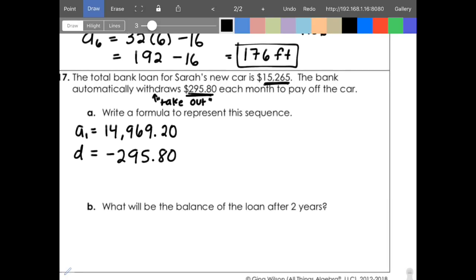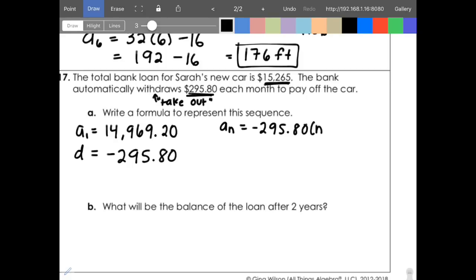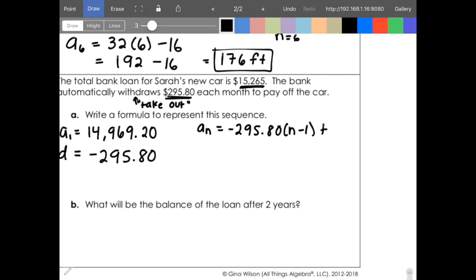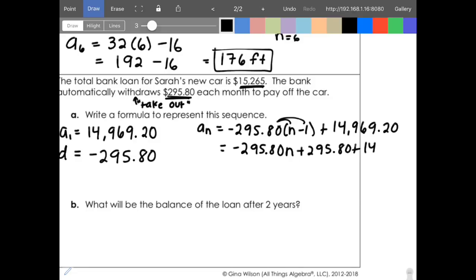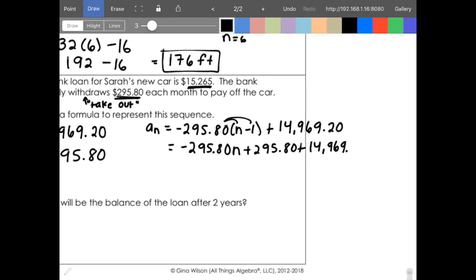Okay, so let's plug it in. A sub n equals, now our d is negative $295.80 times n minus 1, plus our A sub 1, which is $14,969.20. That's how much she has left after the first month of paying off her car loan. So $295.80, we're distributing now, n. Now negative $295.80 times negative 1 is a positive $295.80, plus $14,969.20.